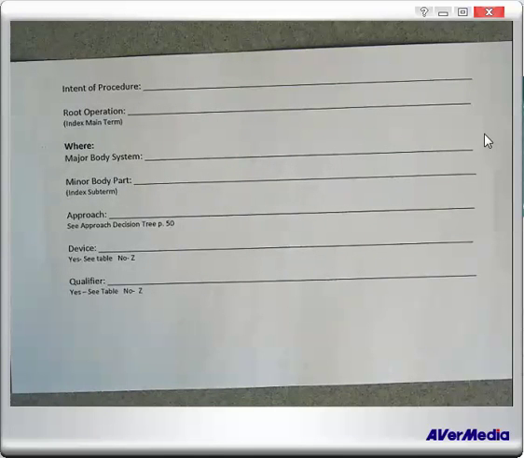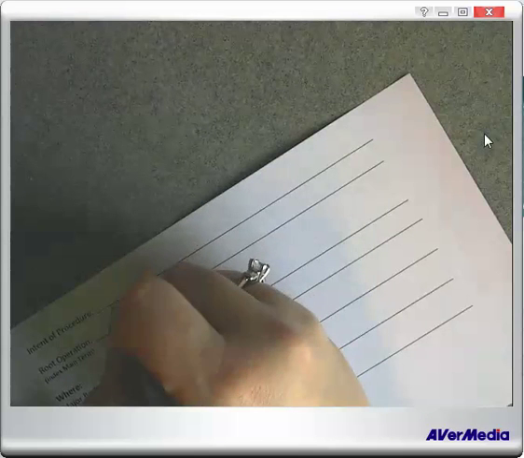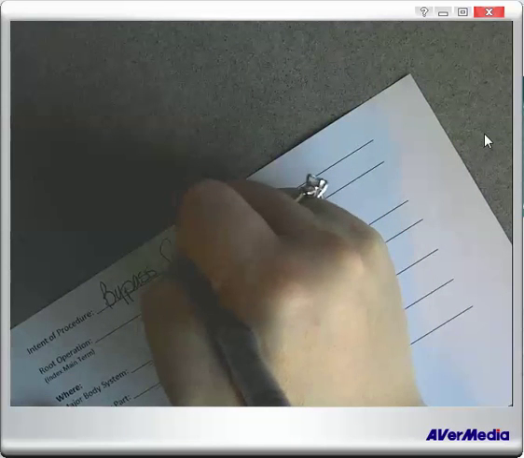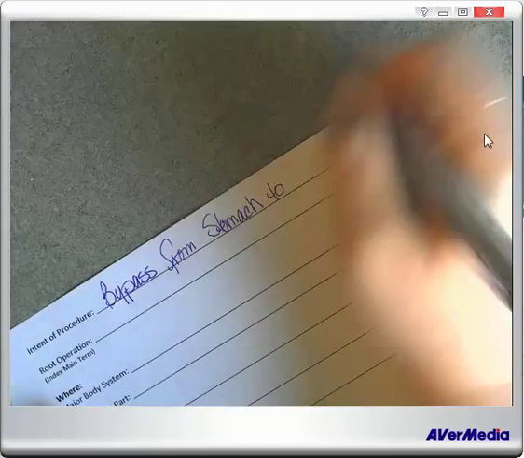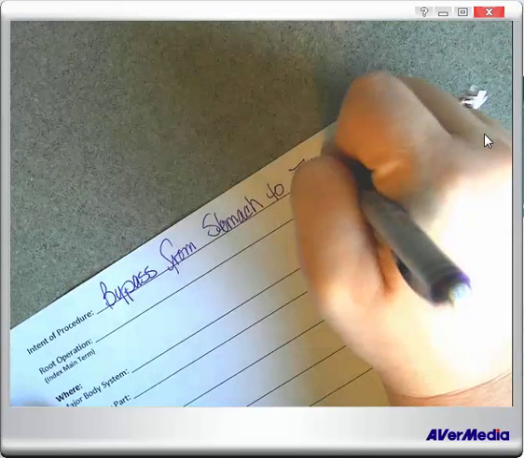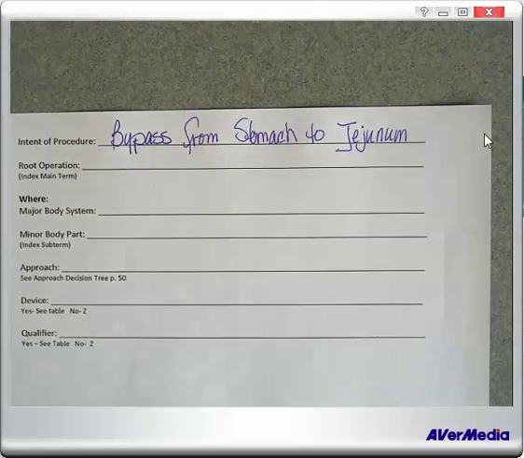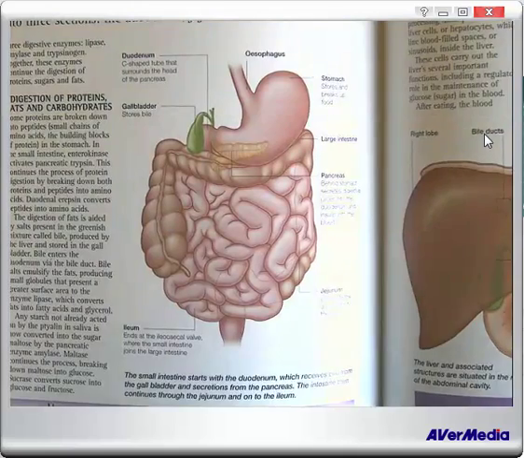Now, you need to understand the anatomy in order to build this code. So the first thing we're going to do is we know we're going to bypass from stomach to jejunum. Okay? Now, in order for us to code this properly, we need to understand what we're doing. So, let's take a peek at a picture here. We need to know what we're dealing with. Okay?